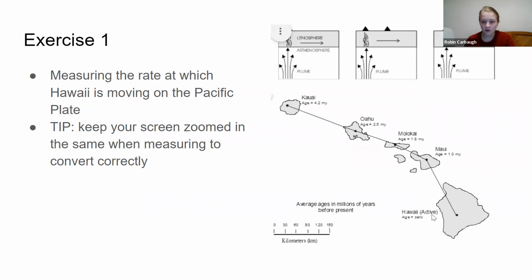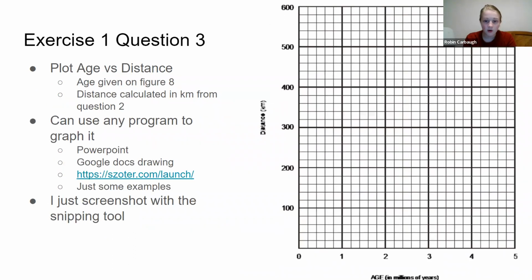And one thing to note is Hawaii has an age of 0 because it's still right underneath. It's still right over top of that hot spot. So it's still actively forming.